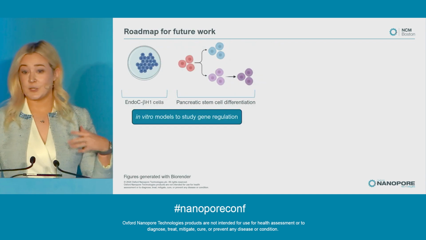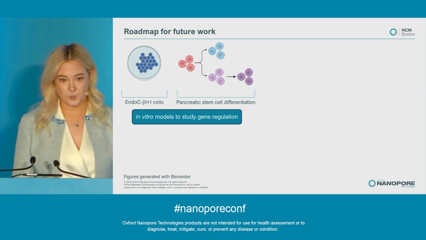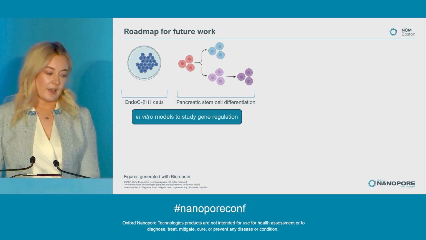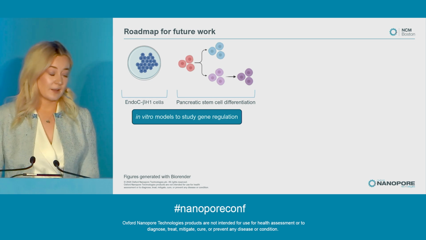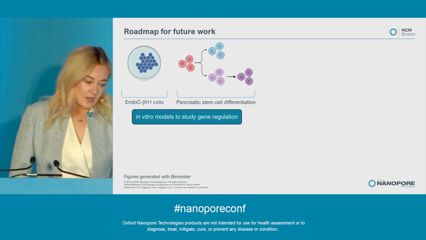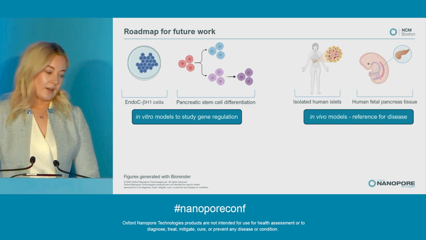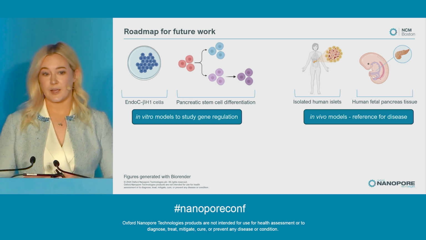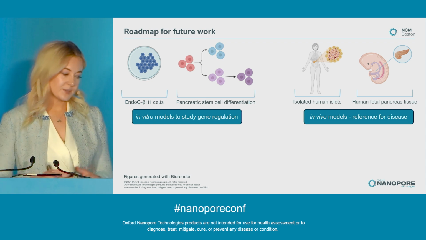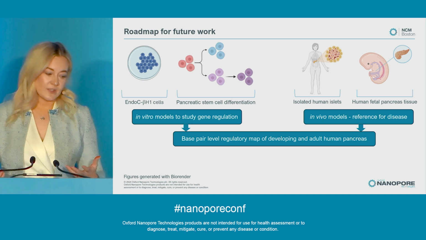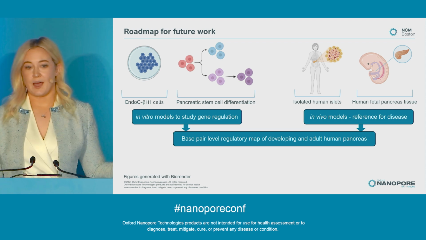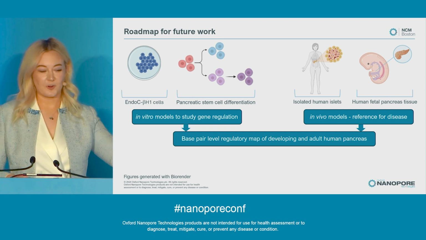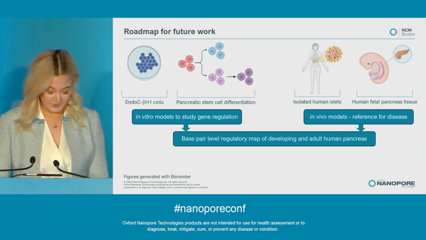At the moment, we are using endoC-betaH1 cells, which is an immortalized pancreatic beta cell line. But we are also using differentiated pancreatic beta cells from stem cells. We are also going to be using in vivo models. We're going to be using isolated human islets, as well as human fetal pancreatic tissue across development. The idea is that we build this base pair level regulatory map of the developing and the adult human pancreas, from a stem cell to an adult islet.